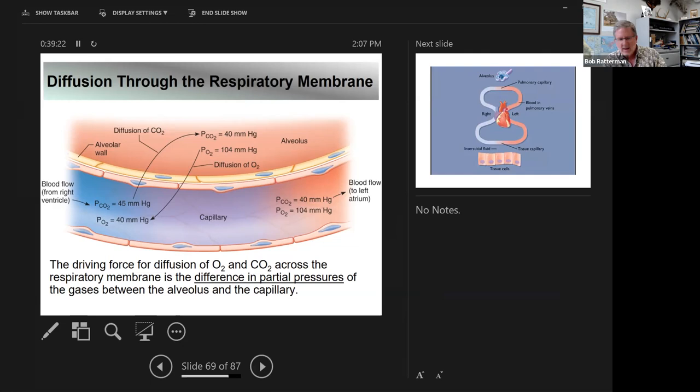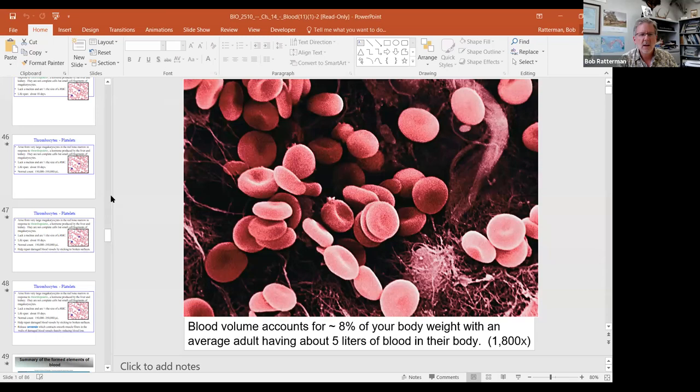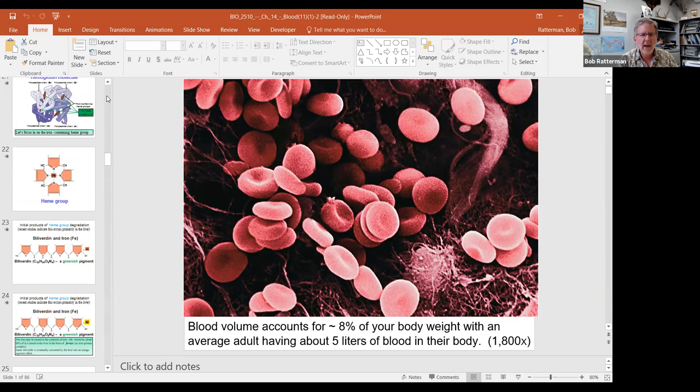So they talk about this there in figure 14.6. Let's see here. Okay, come on here, screen share. Let's see if I can find that diagram. Here it is. Yeah.